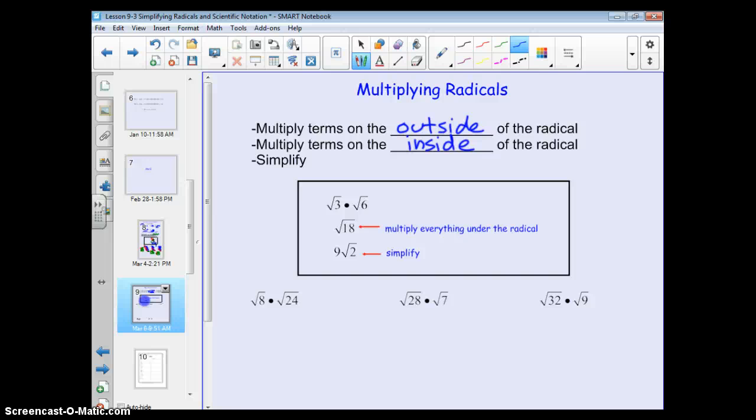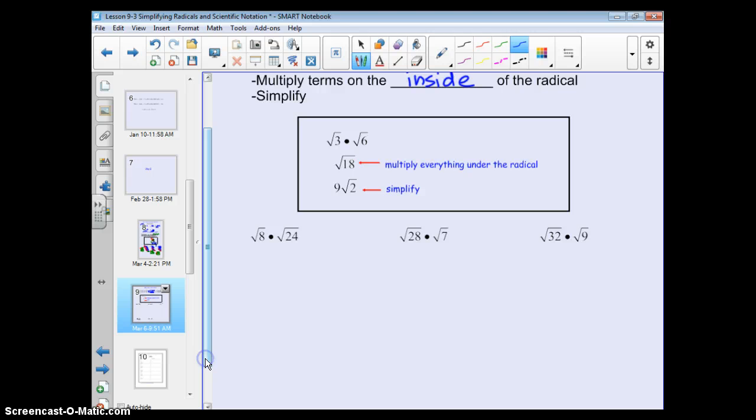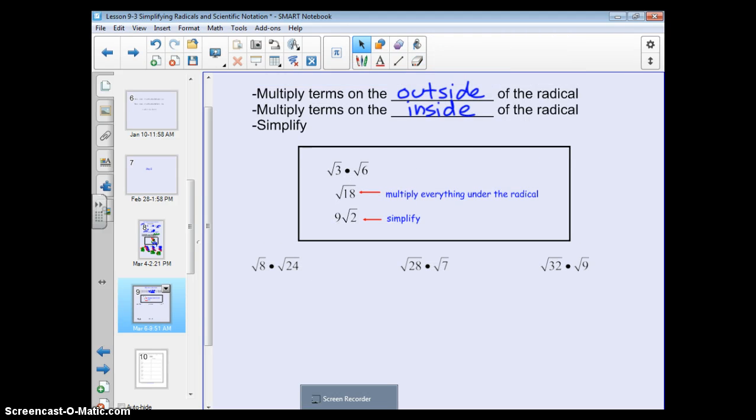So let's take a look at the first one, square root of 8 times square root of 24. And let's start by multiplying 8 times 24. So when we get 8 times 24, we get square root of 192. And then we're going to go ahead and divide by our prime factors.